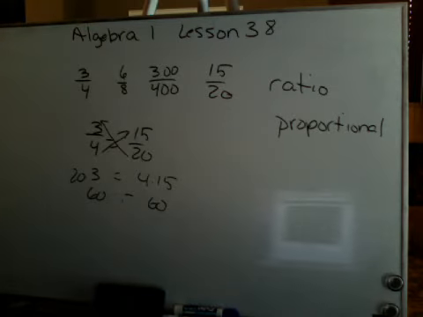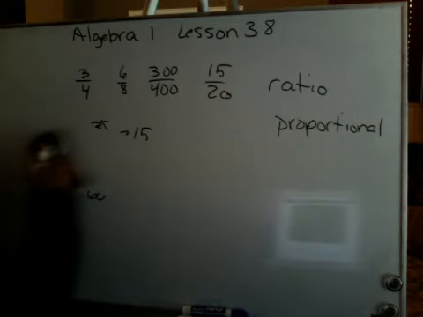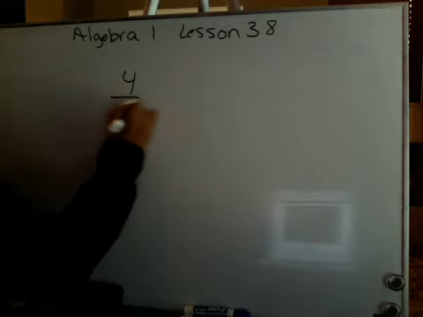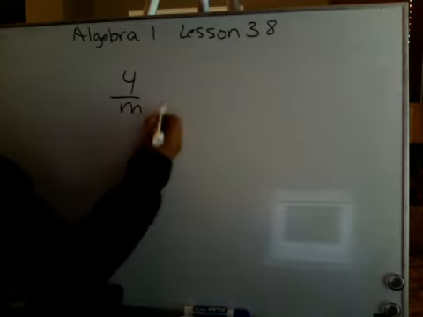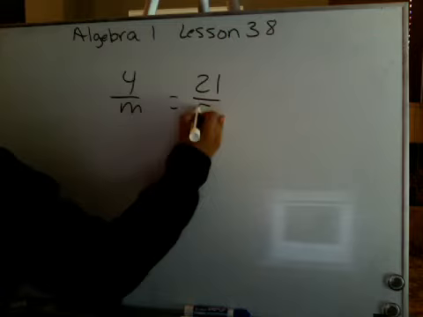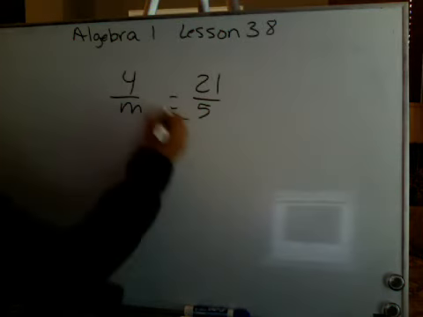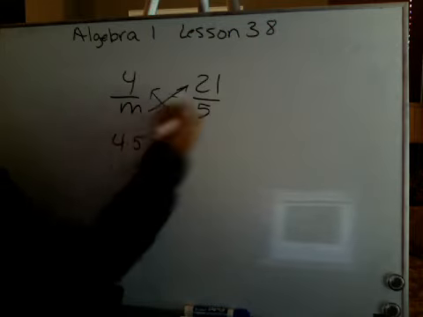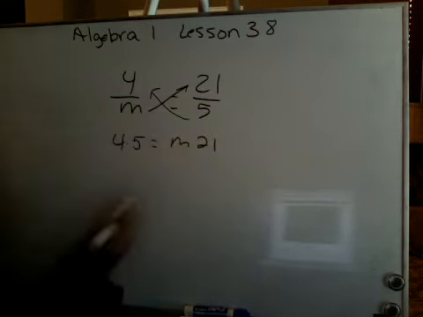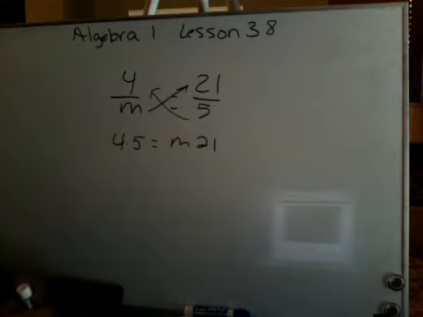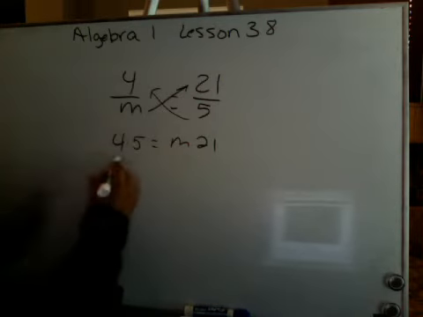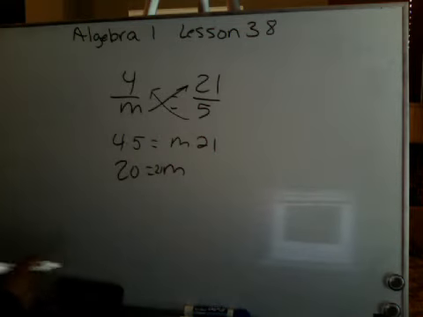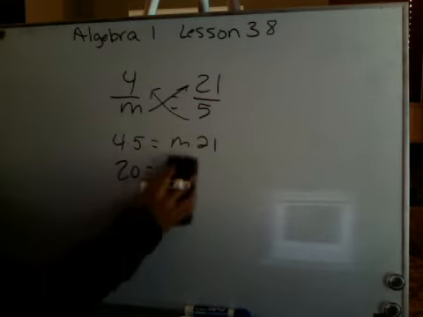and then dividing to complete the solution. So let's look at example 38.1, which says solve for m. 4 over m equals 21 over 5. Okay, we can do cross multiplication. So we can say 4 times 5 equals m times 21. You're simply taking this to the other side. Now we can do 20 equals m times 21. I can rewrite that to say 21m.